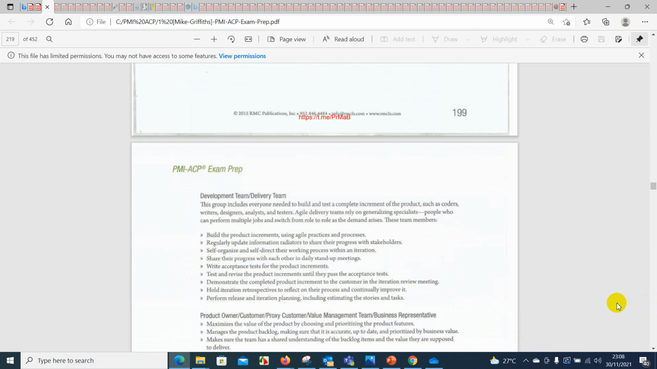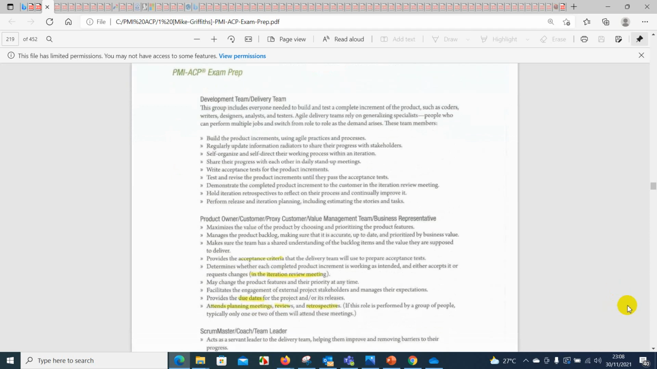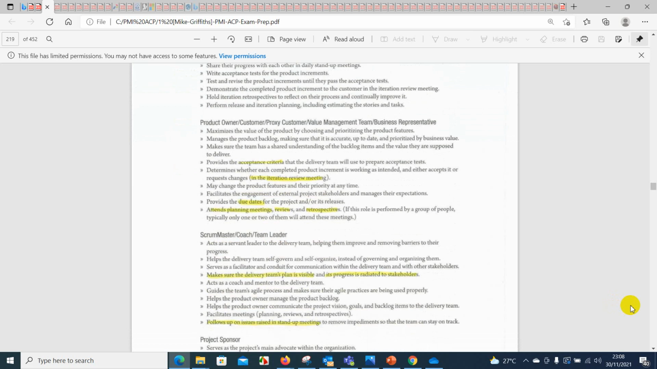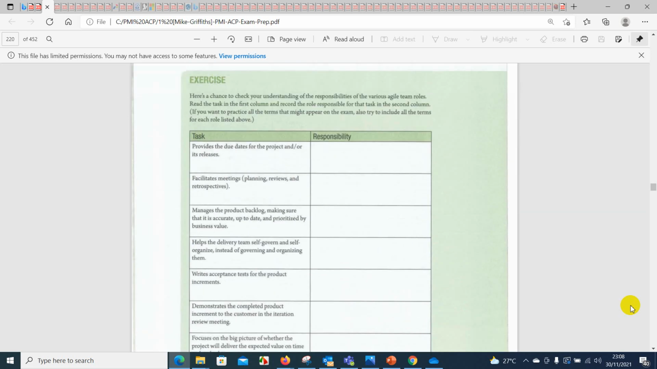Development team, delivery team. Okay, build the product increment using agile practice, regularly update information radiators, self-organize and self-direct their working process within an iteration, and share their progress. The product owner's role was covered earlier, the Scrum Master too, and the project sponsor has also been discussed.